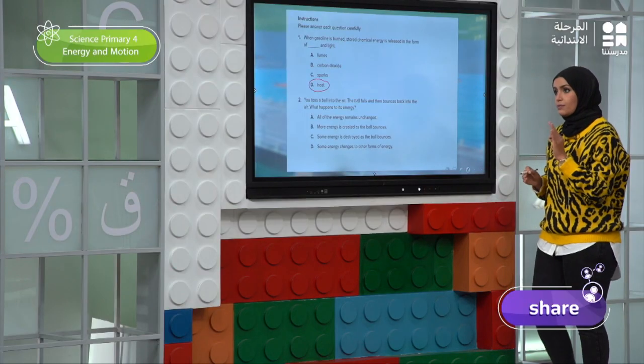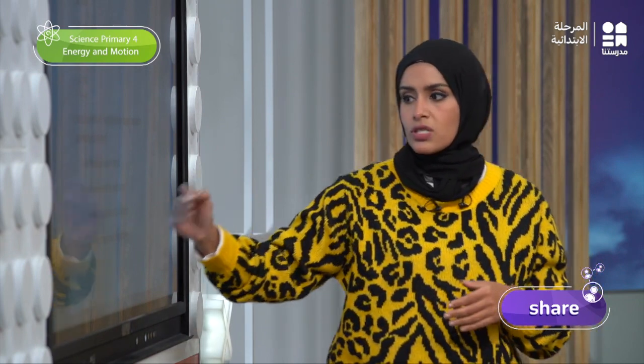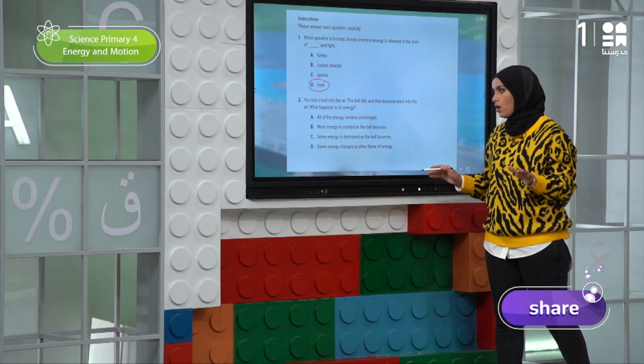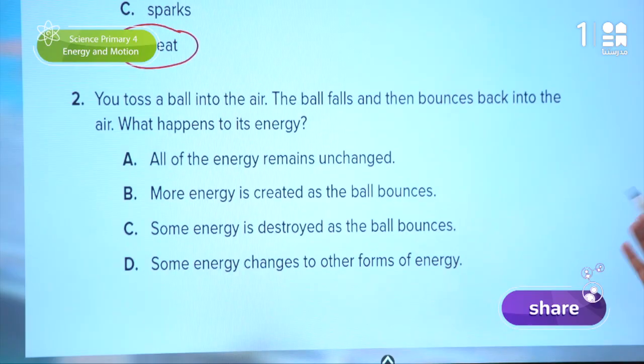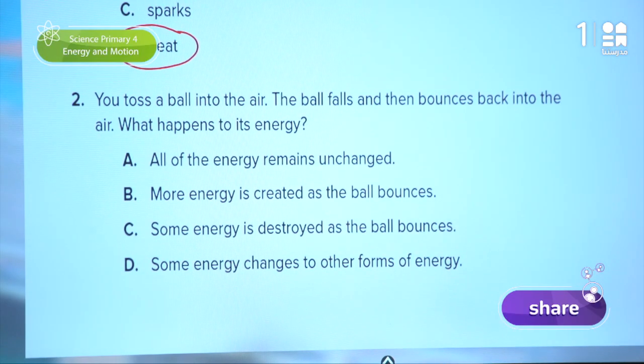لو فاكرين واحنا بنشرح ركزنا قوي على ان الانرجي is neither created or destroyed. فcreated and destroyed both of them they are wrong and energy will not remain as it is لأن الكرة طلعت ونزلت فالenergy أكيد اتغيرت. So some energy changes to other forms of energy.